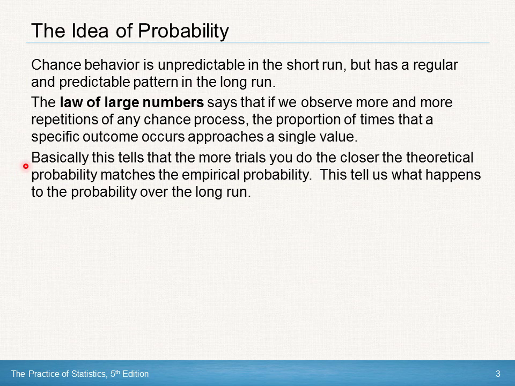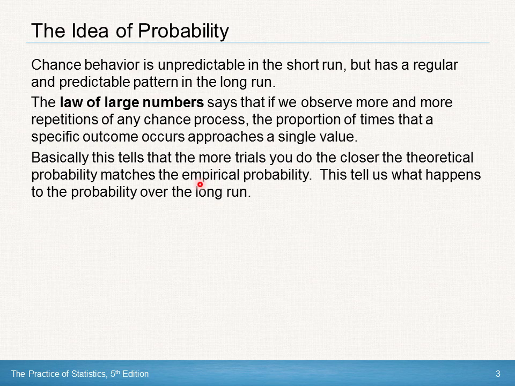So basically, what does this tell us? It tells us that the more trials we have, the closer the theoretical probability matches the empirical probability. Well, what does that mean? Theoretical probability is what should happen. When I roll a die, each face has a probability of 1/6 of occurring. The empirical probability is what happens when you actually do the experiment.